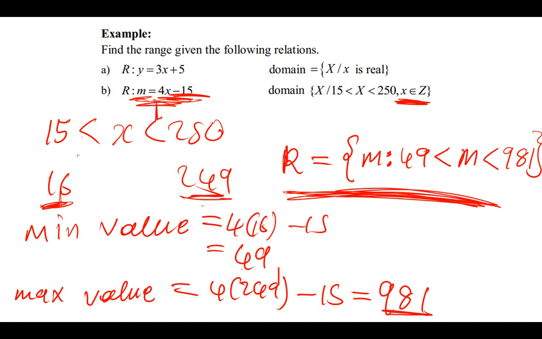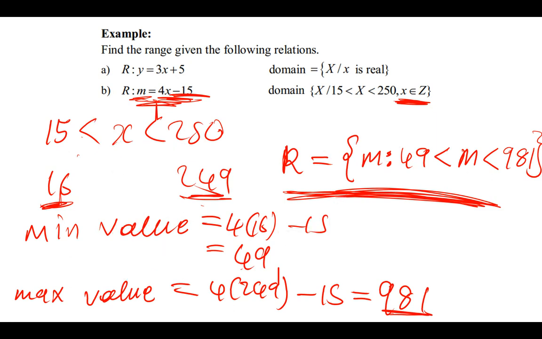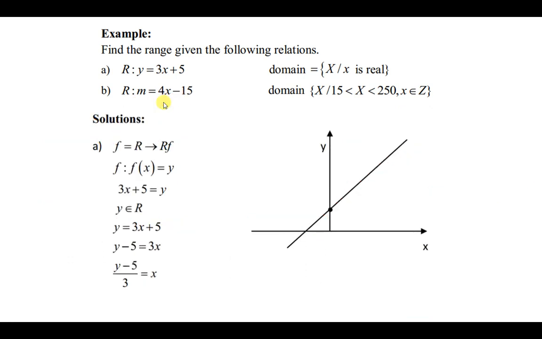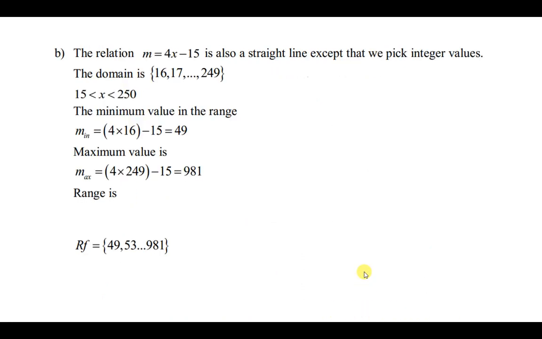Let's quickly move on. Okay, so this is what I was just talking about. This one here. So this is what I just found. So this is the inverse, meaning the range of the function is just all real numbers. So the same applies to this one. We get the minimum by replacing 16 there, you get 49. Then you get the maximum by replacing 249, you get 981 there.